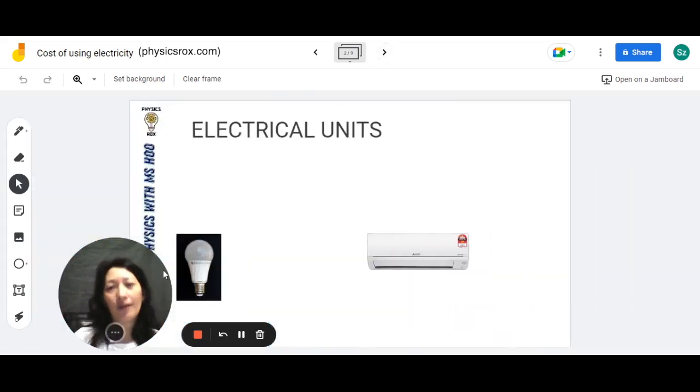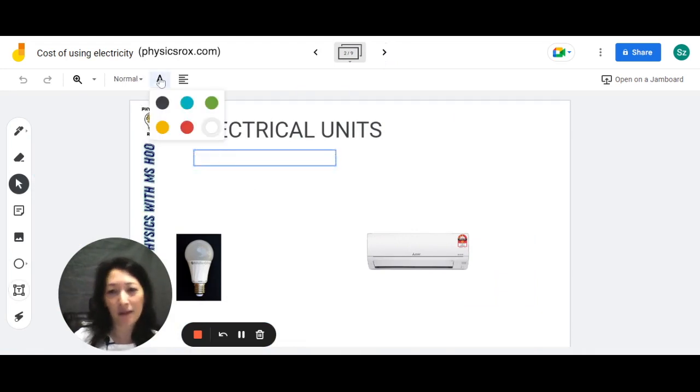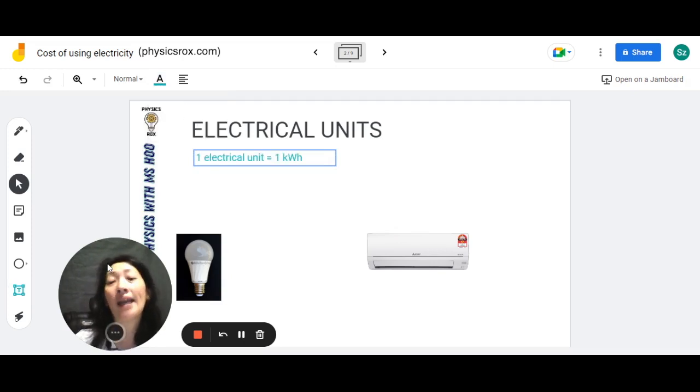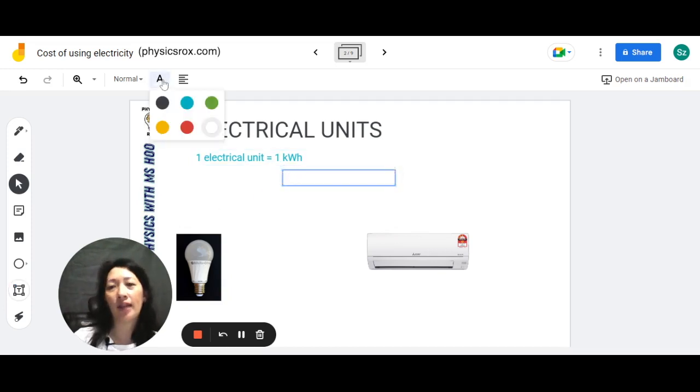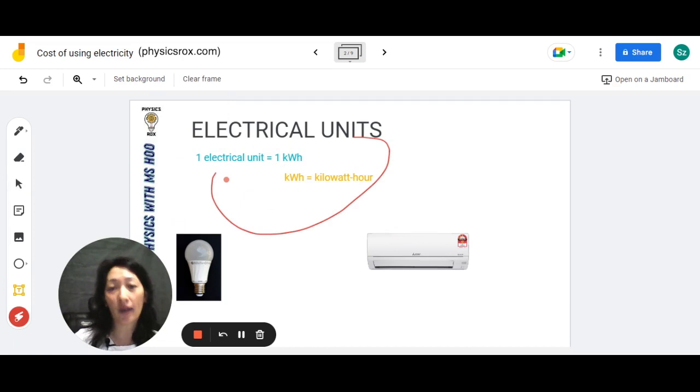So, first of all, you need to be aware of what it means when we say electrical units. So, electrical units is simply this. One electrical unit is expressed as 1 kWh. What is kWh? kWh is quite simply kilowatt hour. So 1 electrical unit is actually 1 kilowatt hour. So if you're wondering what this means, it's really quite simple.